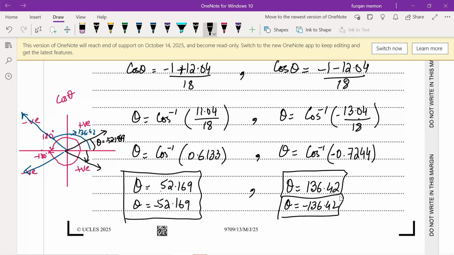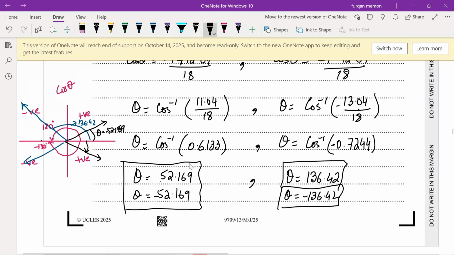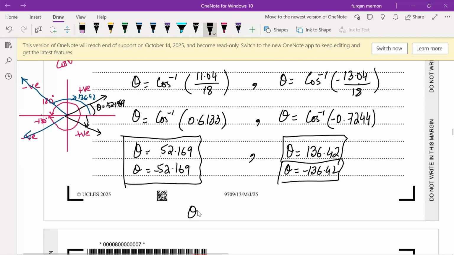Okay, so we have four angles which satisfy the two values. So theta equals plus minus 52.196 and theta equals plus minus 136.42.